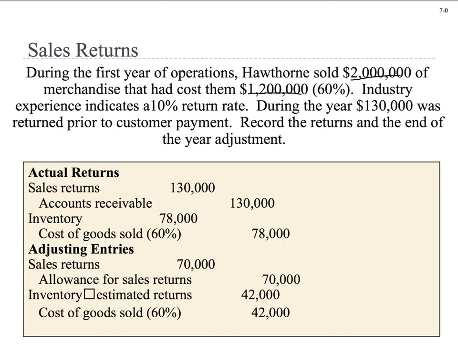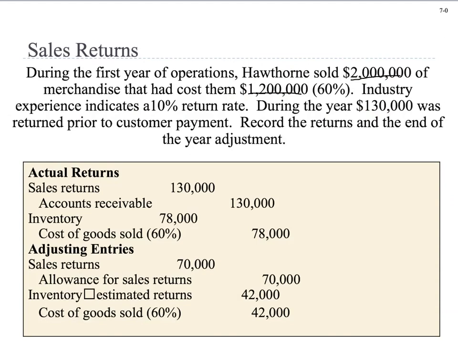The industry experiences a 10% rate of return. So the expectation is that of the $2 million that's sold, 10% of it's going to be returned. This is based on historical data. During the year, $130,000 was returned prior to customer payment. So $130,000 was actually returned. You have to now record the returns at the end of the year and make any necessary adjustments.